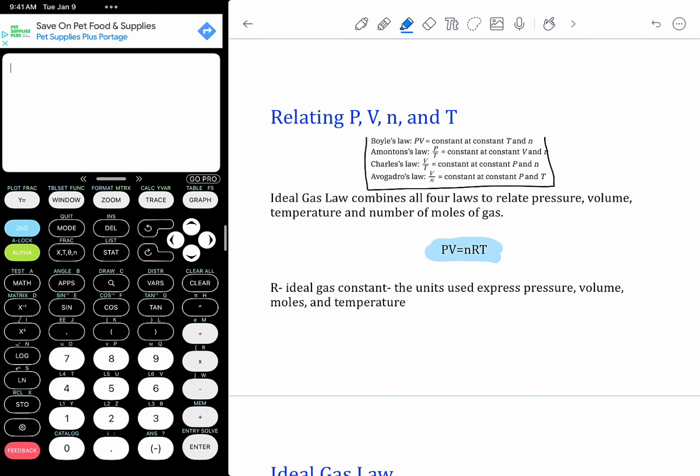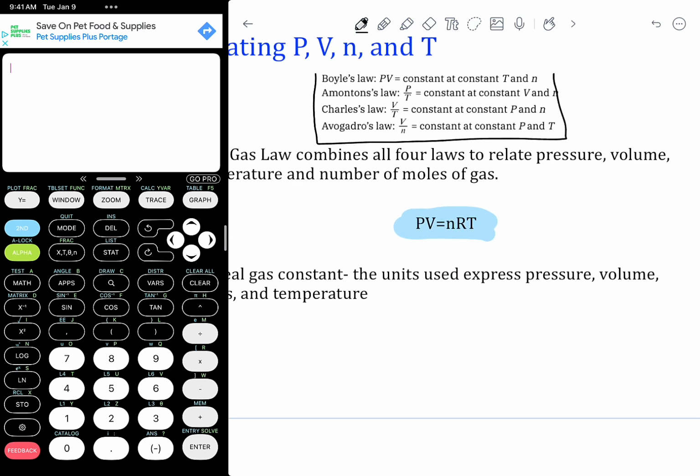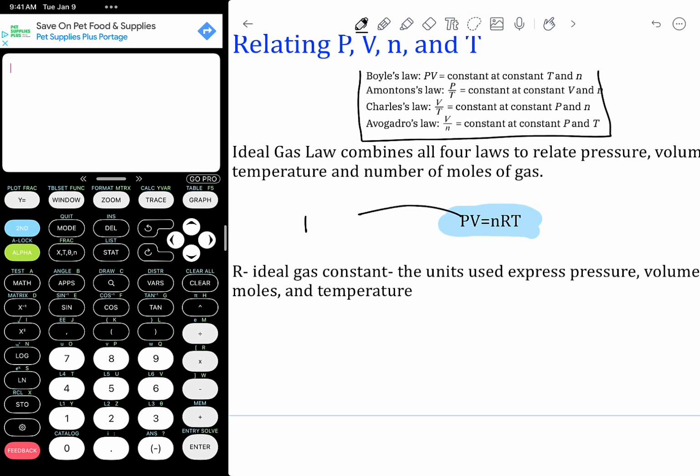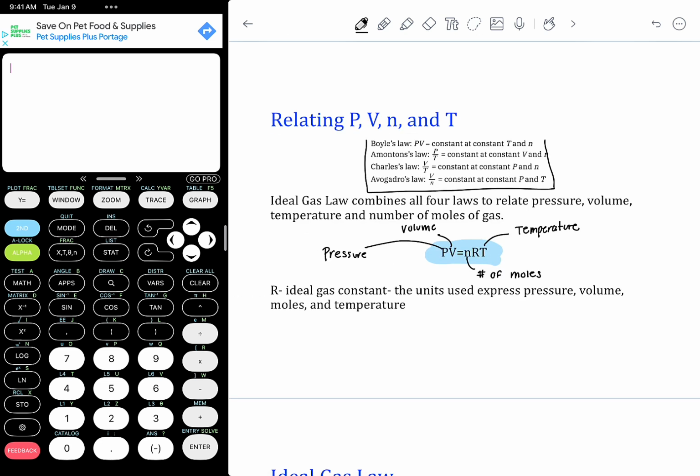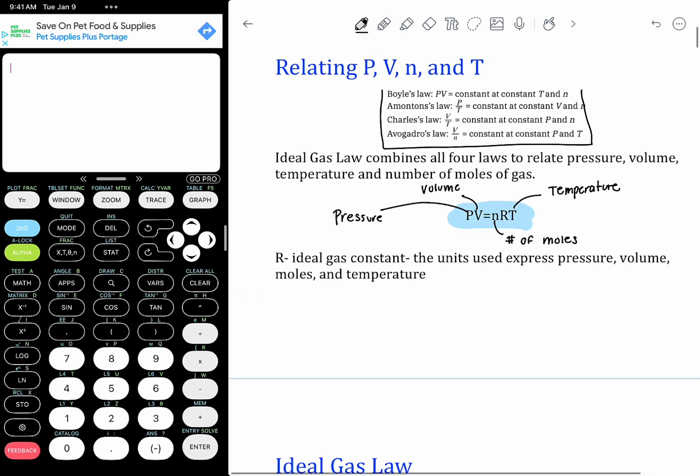PV equals nRT. Here, P is pressure, V is volume, n is number of moles, and T is temperature, which we've all studied in the previous lesson. A new variable in this equation is R. R is the ideal gas constant.